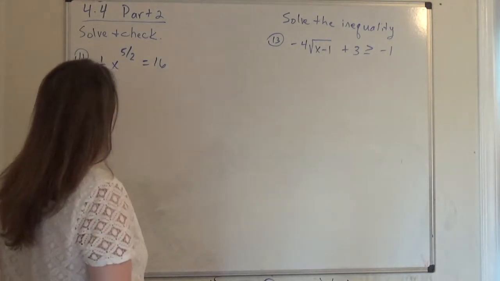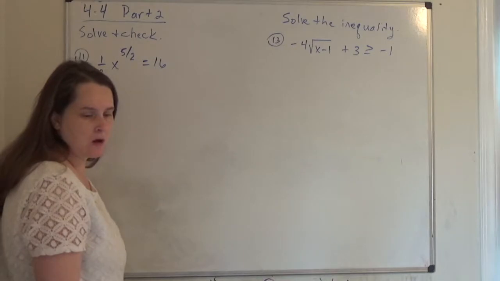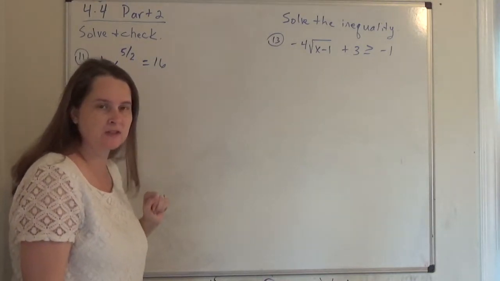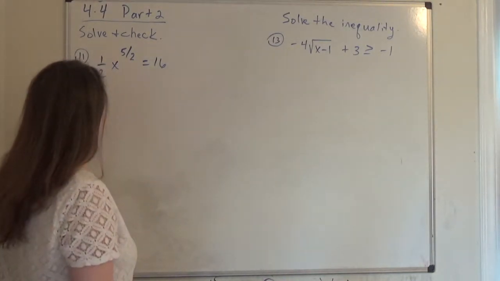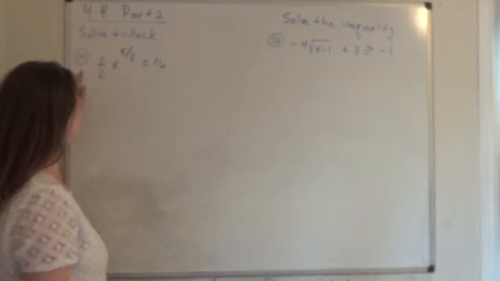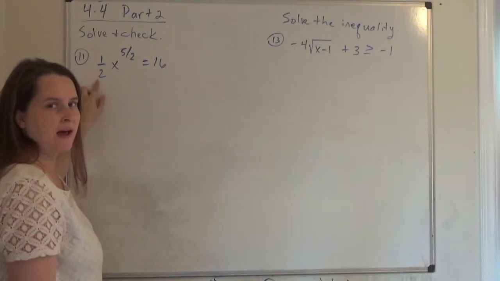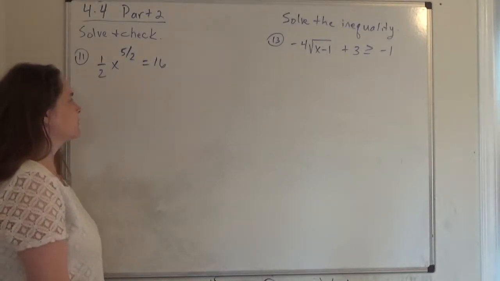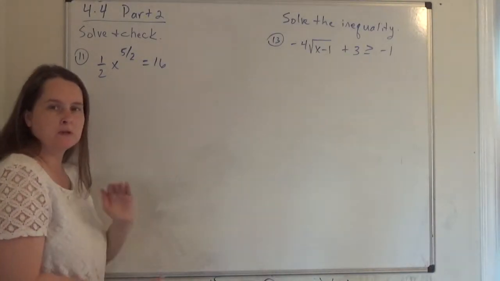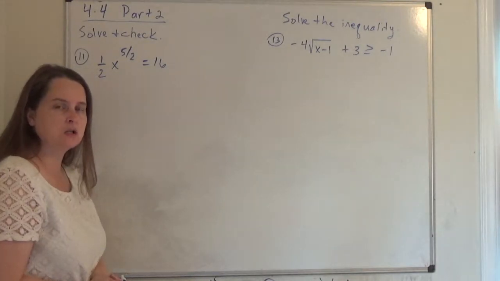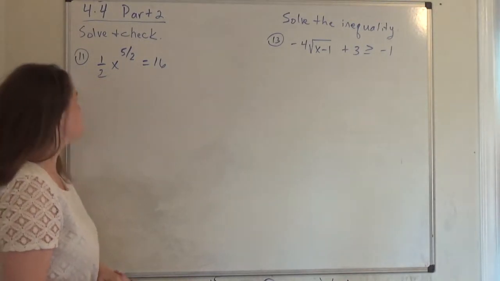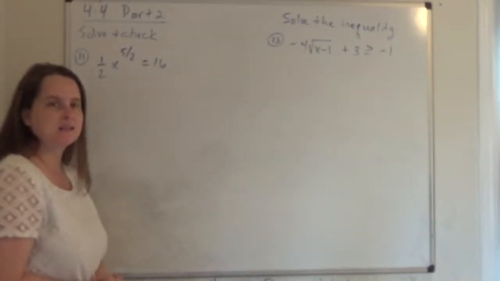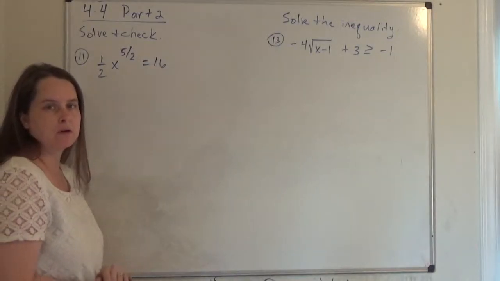So in the first one, in number 11, so this is page 2 of your note-taking with vocabulary for section 4.4. Number 11, we're asked to solve and check our solution. We have 1/2 times x to the 5/2 power equals 16. So the first thing that I need to do is, remember the directions for part 1 said that you isolate your radical first. So that means here I need to isolate that x to the 5/2 power first.